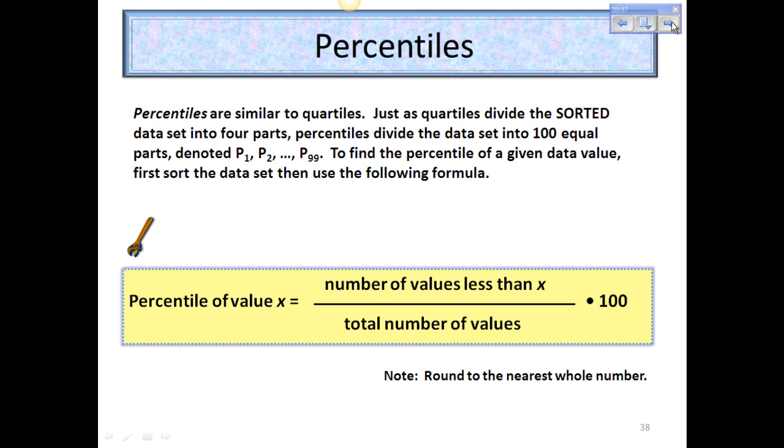Finding the percentile of a given data value: you're going to take the number of values that is less than the data value you were given, where x is the data value you're given. Divide by the total number of values, and then multiply by 100. And you'll always round the percentile to the nearest whole number.